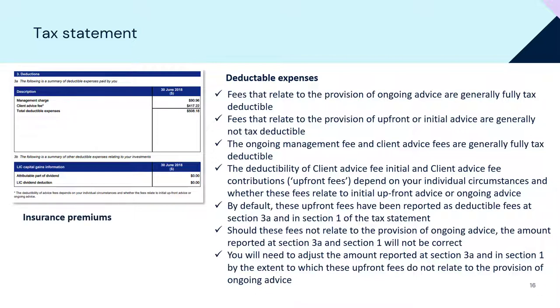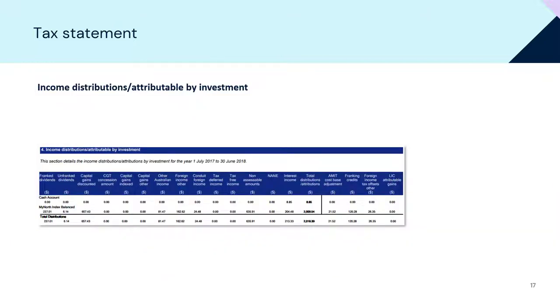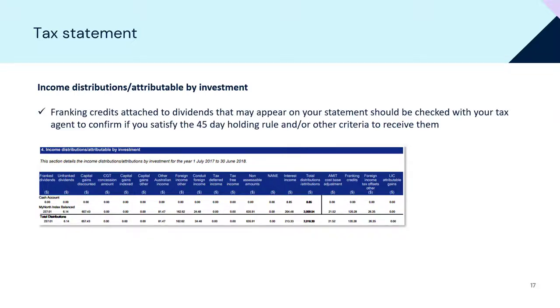In terms of insurance premiums, they are generally deductible, including salary continuance premiums for individual investors and death and TPD premiums for superannuation funds. Let's move on to section number 4, income distributions. Franking credits attached to dividends that may appear on your statement should be checked with your tax agent to confirm if you satisfy the 45-day holding rule and/or other criteria to receive them.